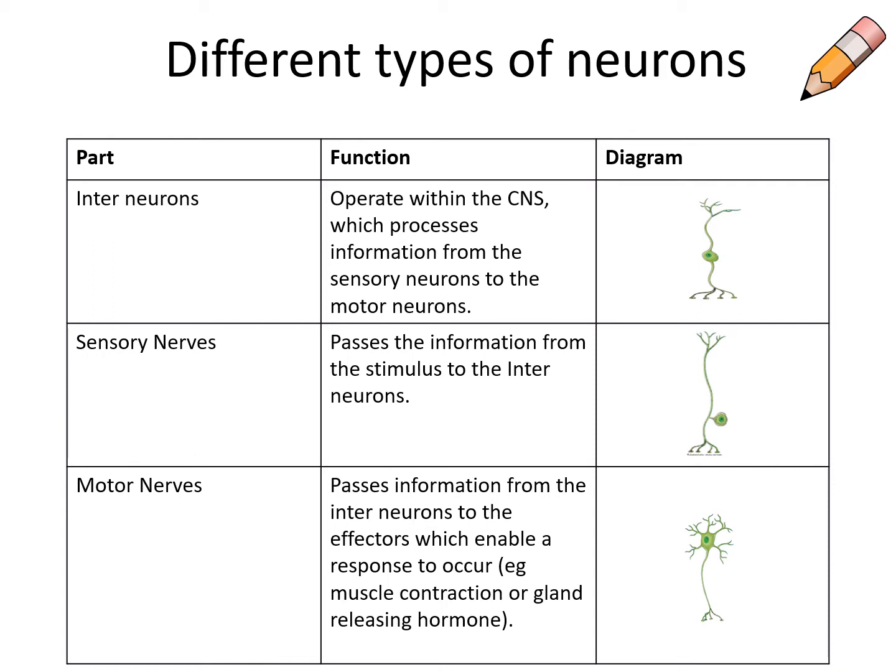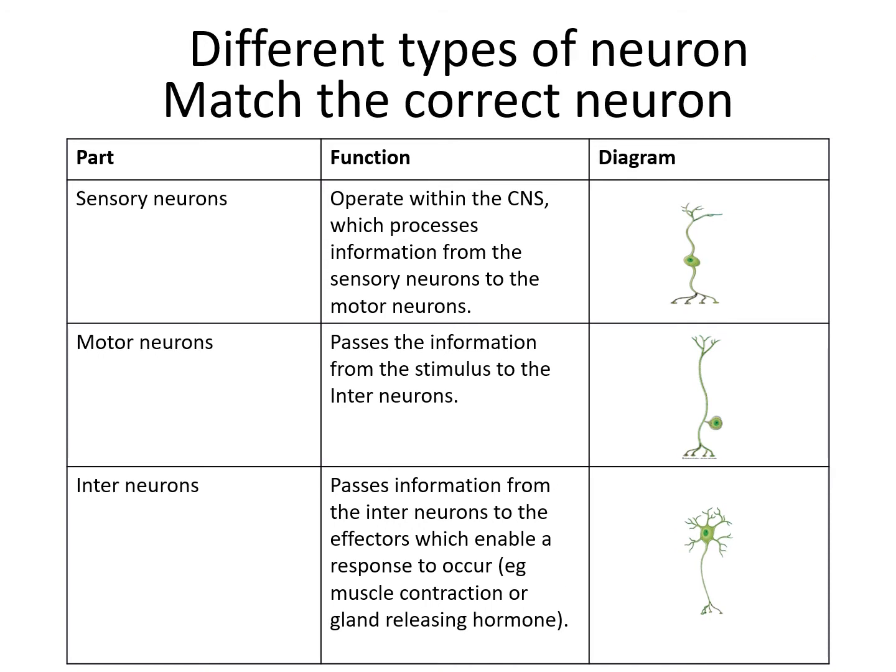And lastly, your motor neuron is the thing that always comes last. So your motor neuron, meaning like go, always comes last. So it passes information from the interneurons to the effectors, which enables a response. So this could be a muscle contraction or a gland releasing hormones. So now you should be able to sort the different neurons with their correct function and diagram. So pause the video and try to sort the table into the correct order before I go over the answers.